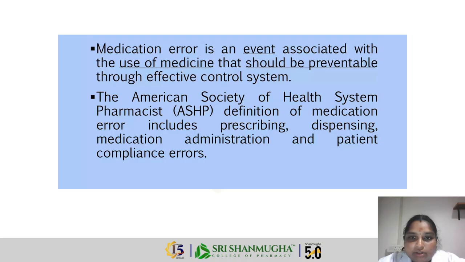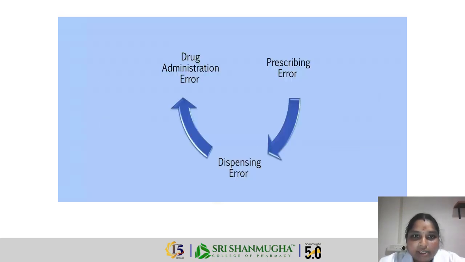The American Society of Health System Pharmacists, that is ASHP, definition of medication error includes prescribing, dispensing, medication administration, and patient compliance error. Next, the types of medication error: through drug administration error, prescribing error, or through the dispensing error.